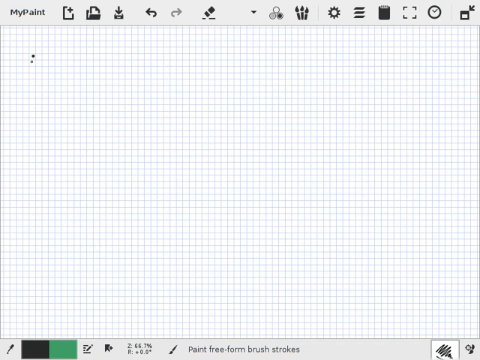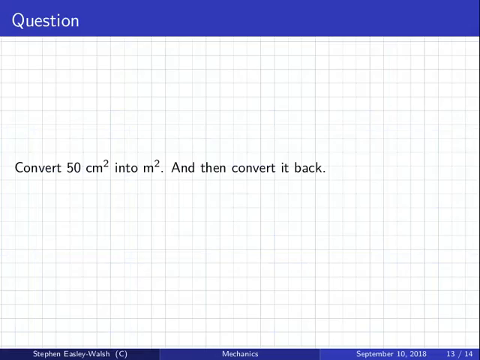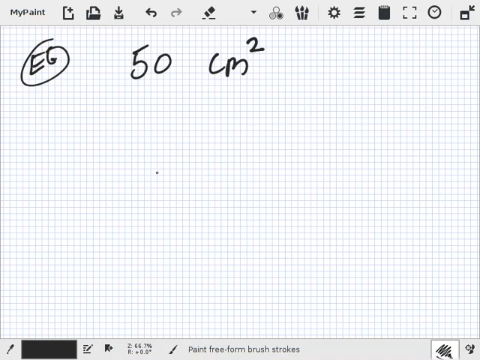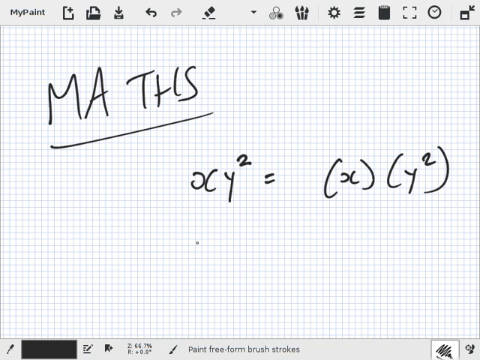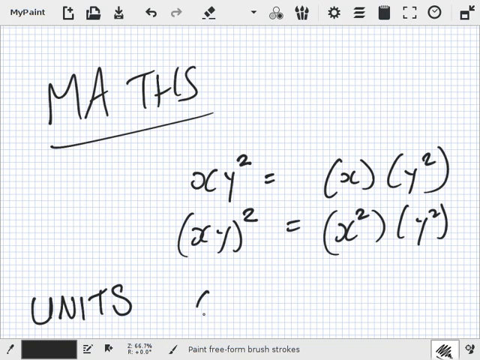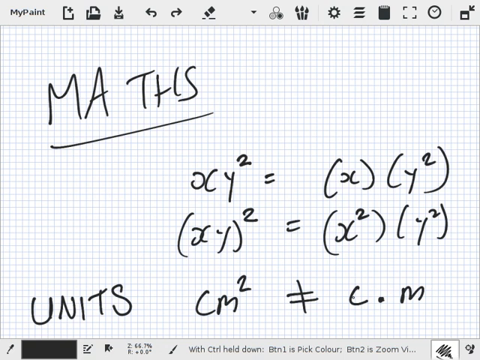50 centimeters squared into meter squared. Okay? Now, before I start, something very important. In maths, if I say x y squared, I mean x multiplied by y squared, like this. If I say x squared y squared like that, I would mean x squared multiplied by y squared. But when we talk about units, when I write cm squared, I do not mean c multiplied by m squared.